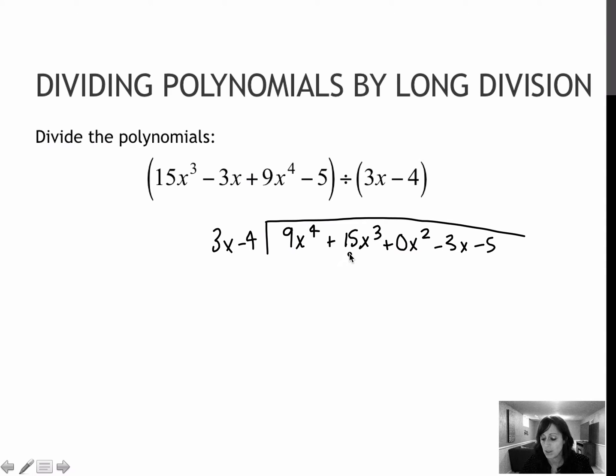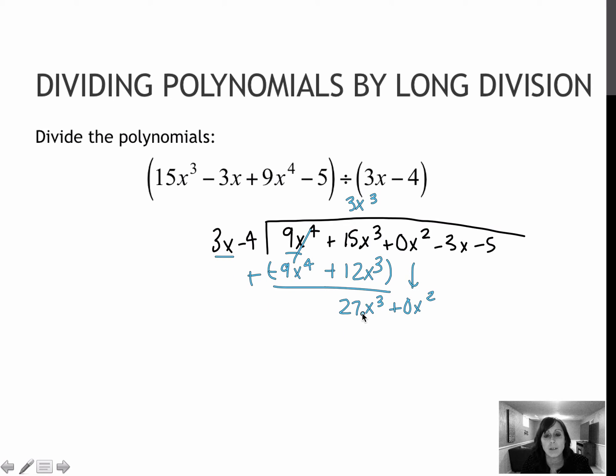And now it's just a really fun journey to the answer. 3x times what would be 9x to the 4th? That would be 3x to the 3rd. Multiply that by both terms. And then subtract all of it, remembering to keep flip change. And I end up with 27x to the 3rd plus 0x squared.